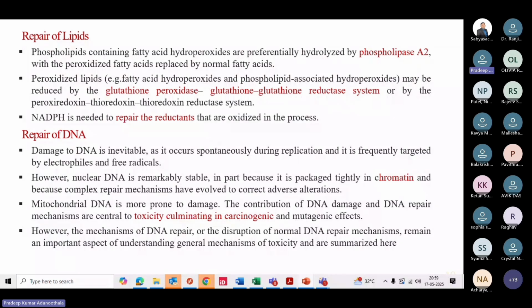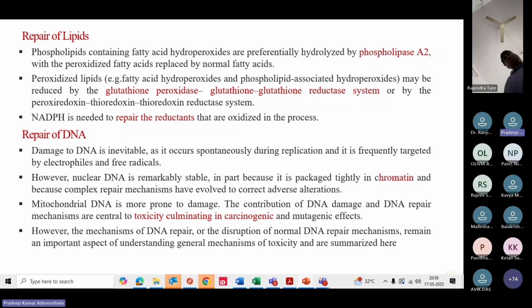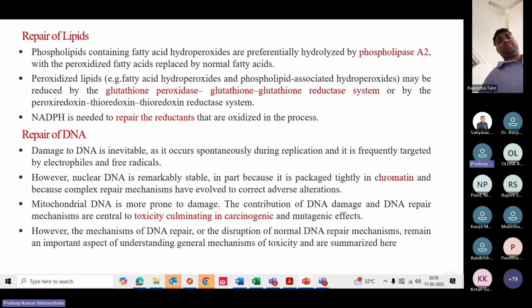And coming to DNA repair, repairing the damaged DNA is inevitable as damage occurs spontaneously during replication, and DNA is frequently targeted by electrophiles and free radicals. The nuclear DNA is stable actually in part because it is packaged tightly in the chromatin, and because complex repair mechanisms have evolved to correct the adverse alterations.